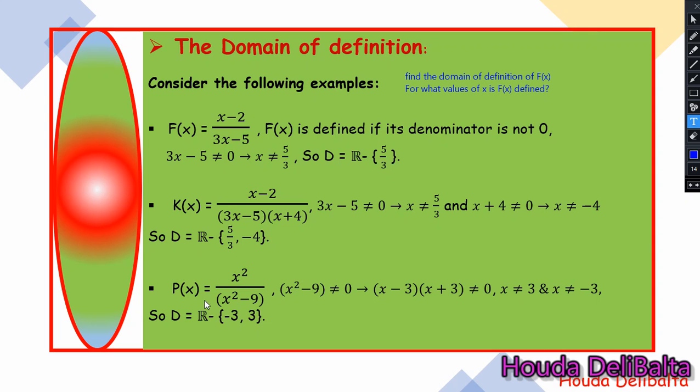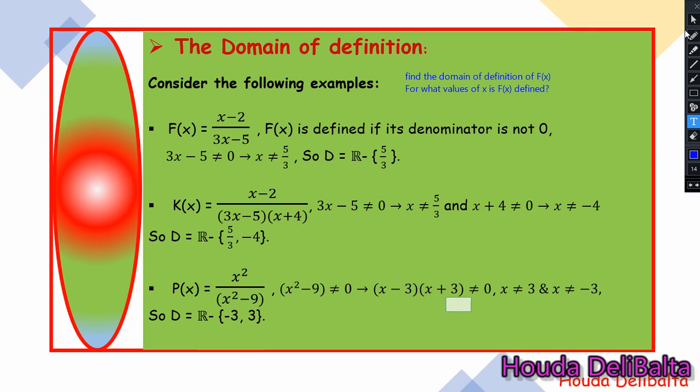P of x here equals x squared over x squared minus 9. Then x squared minus 9 should not be 0. So I have to factorize x squared minus 9 and split it into two factors. One of them is x minus 3 using the identity of difference of two squares, and the other one is x plus 3. Now solving each one alone, then x must not be 3 and x must not be minus 3. So the domain of definition is the set of all real numbers except minus 3 and 3.